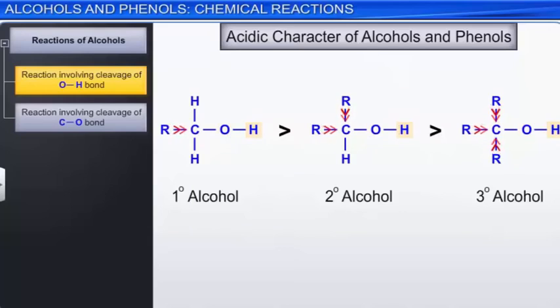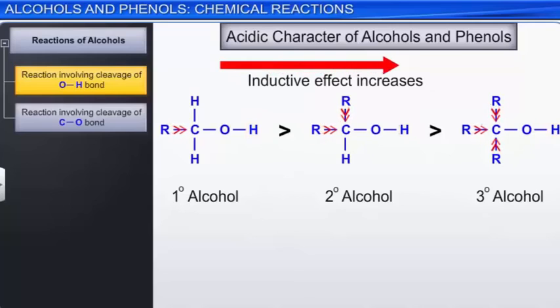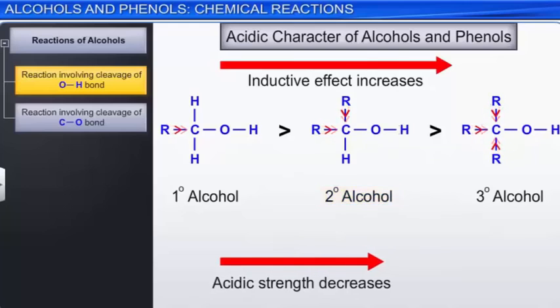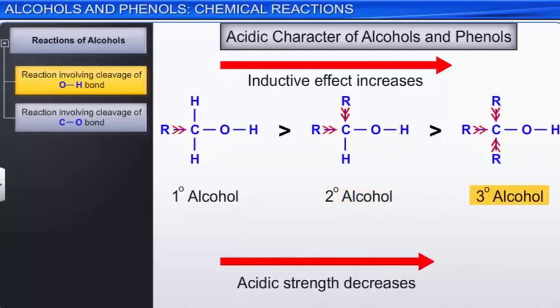The inductive effect explains the relative acidities of alcohols. Methyl and primary alcohols, which have the lowest degree of the inductive effect, are slightly more acidic than secondary alcohols. Secondary alcohols are slightly more acidic than tertiary alcohols, which have a strong inductive effect.